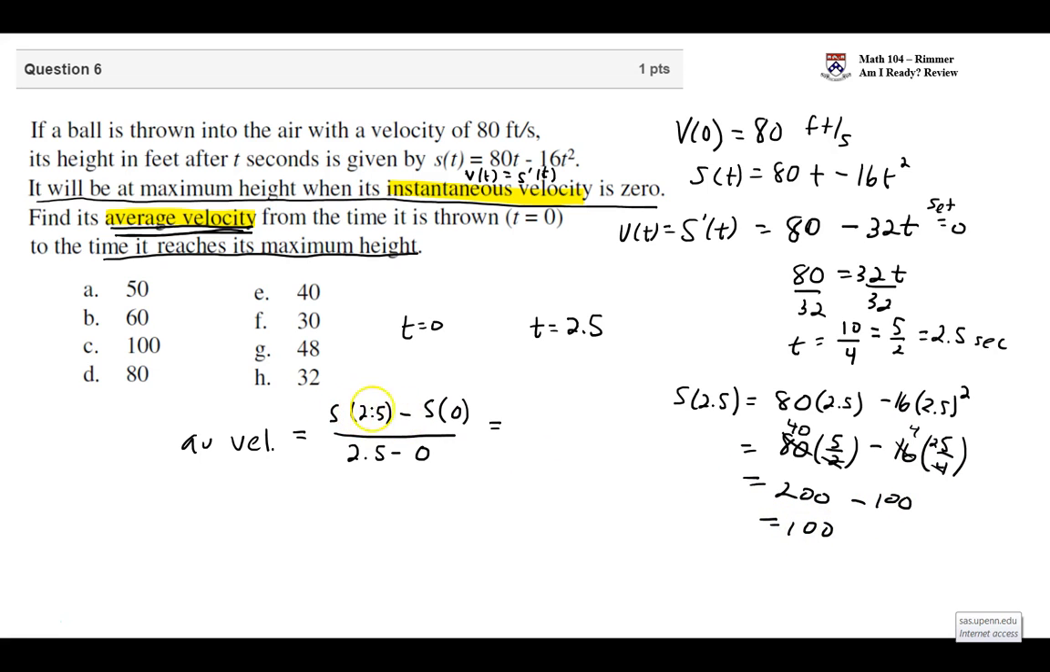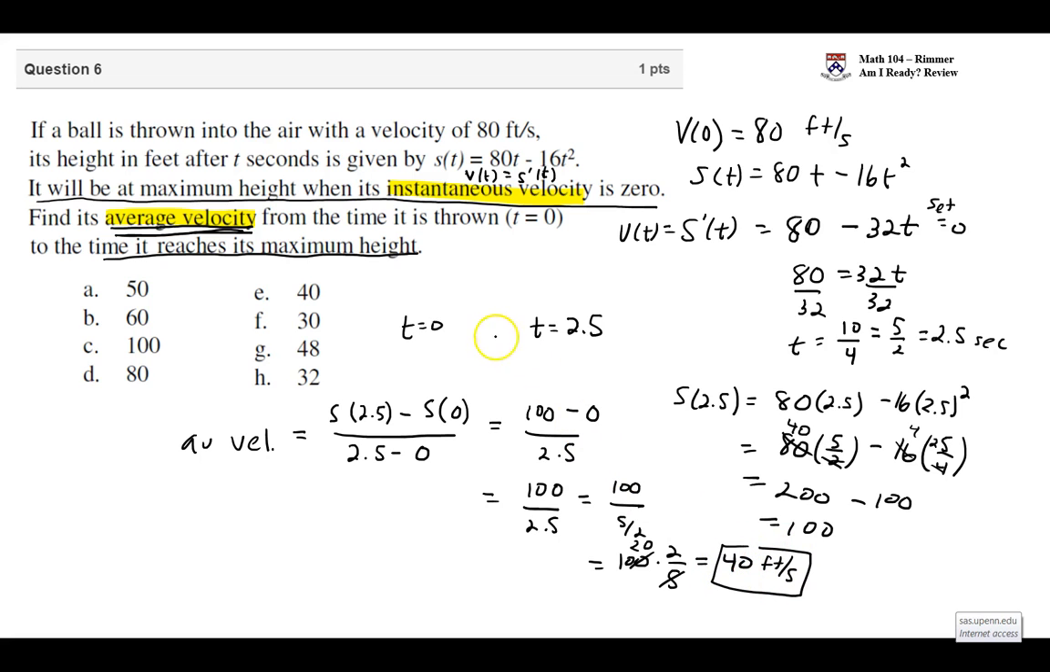That's the position at time 2.5. The position at time 0 is 0. And so your average velocity will be 100 over 2.5. A couple ways to deal with this. You can turn the 2.5 into 5 halves. 100 over 5 halves. And turn it into multiplying by 2/5. And so we end up with 40. The units will be feet per second. That's your average velocity over that 2.5 second interval from time 0 to time 2.5. That's your answer to number 1.